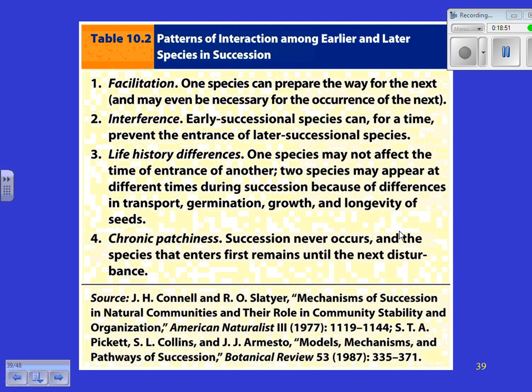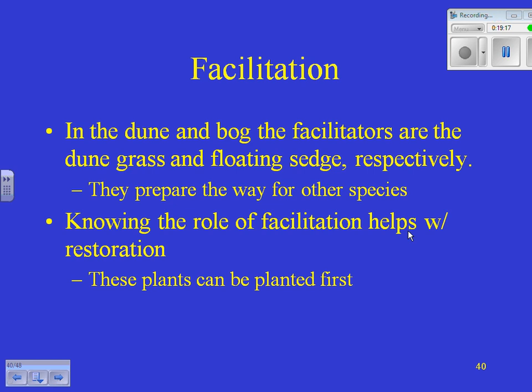But facilitation is when one species can prepare the way for the next species. They facilitate. So the weeds prepare the ground for shrubs to grow. The shrubs prepare the ground for trees to grow. Those trees prepare room for the larger trees. Interference in early successional species can, for a time, prevent the entrance of later successional species. Life history differences and chronic patchiness.